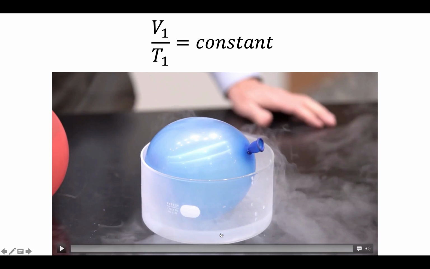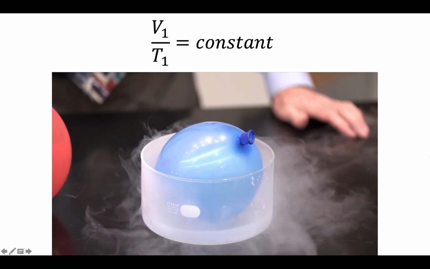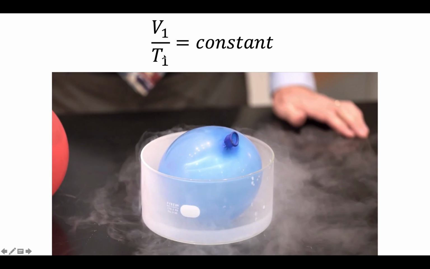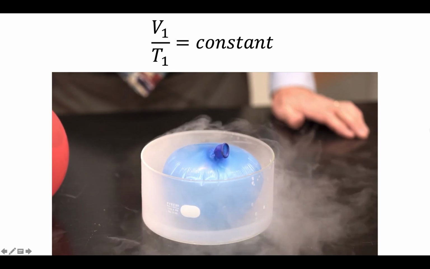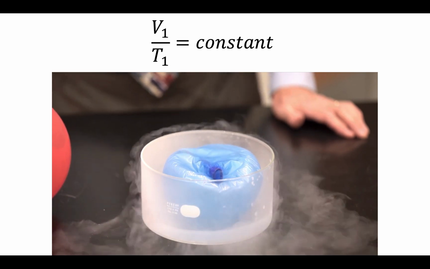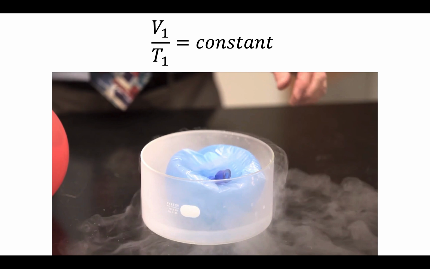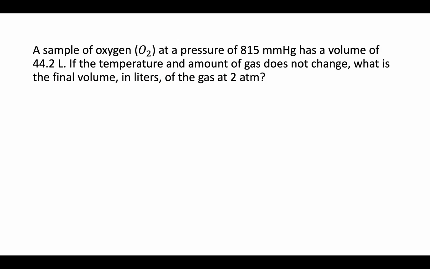We have liquid nitrogen, very, very cold. Put a balloon in that. What happens? Well, we're making the temperature go down, so the volume should also go down. Temperature and volume directly related. One goes down, the other goes down. One goes up, the other goes up.